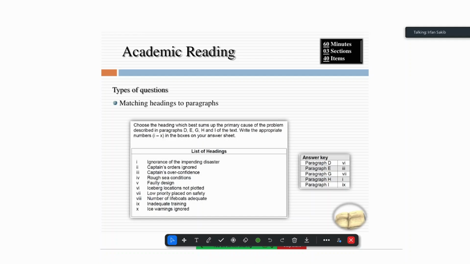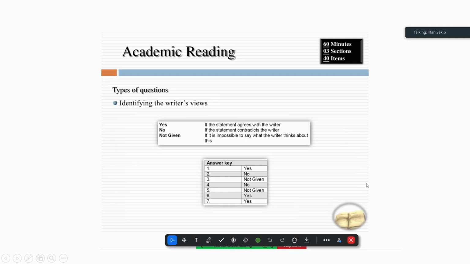Then matching headings to paragraphs. A text or passage will have several paragraphs, right? Each paragraph can be given a title or a heading. This is called matching headings to paragraphs. So which paragraph might have which heading? And here they are showing one example for us as well.